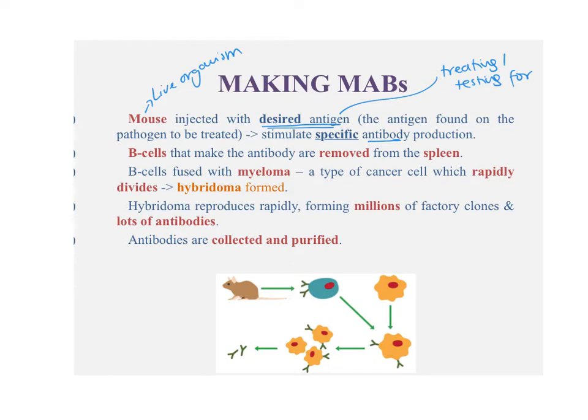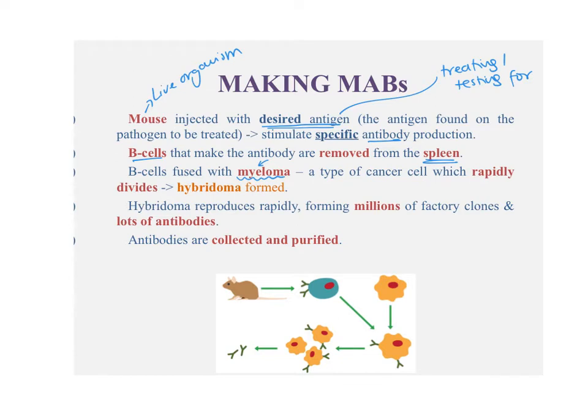So what we then do is we take the B cells that are there to produce those antibodies and we remove them. We effectively take the spleen of that mouse out. And we take those B cells and we fuse it with a myeloma, a type of cancer cell. And make sure you're careful with the spelling here. It's M-Y-E, not M-E-Y or just M-Y. Okay, and a myeloma is a type of cancer cell.